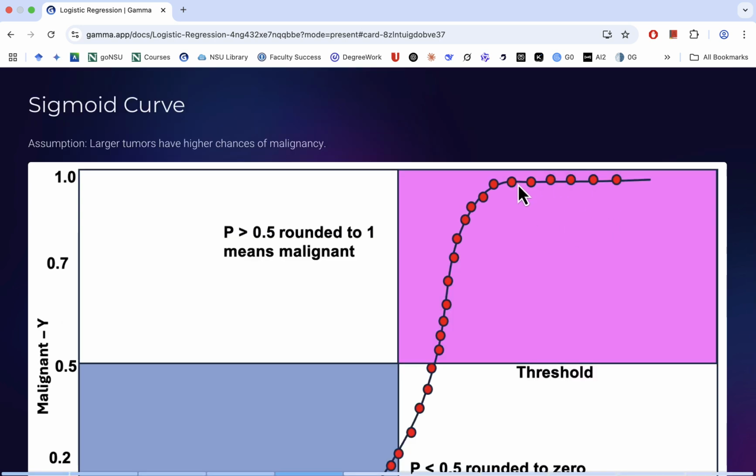At the top of the curve, tumor size is very high, and the chances of malignancy are also very high, and therefore it's close to 1, which means it's malignant. And then tumor size increases here, it further increases, and this point has the highest tumor size, and therefore the chances of malignancy are close to 1.